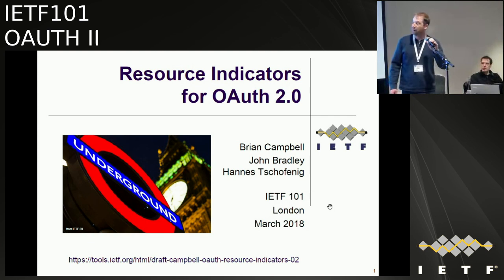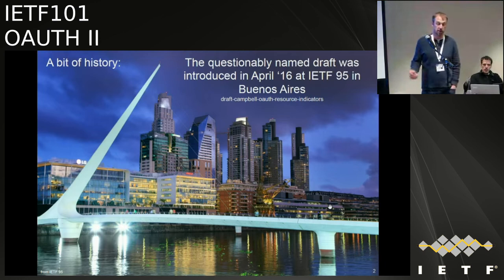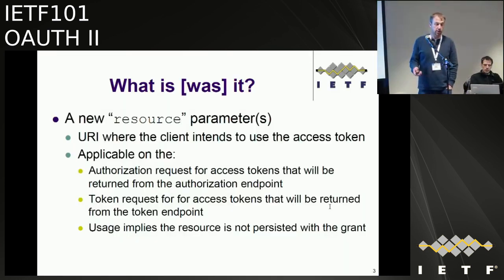Okay, go ahead. I'll try to keep it short. I'm going to talk about resource indicators for OAuth 2. A little bit of history here. This poorly named draft was introduced back in Buenos Aires at IETF 95. Some of you may remember that. It was an attempt to introduce a new resource parameter. Actually, you could have more than one, but the idea was one resource parameter that was available as a URI, really a URL where the client intends to use the access token. And this was applicable on the authorization request to the authorization endpoint for access tokens that would be issued from there.